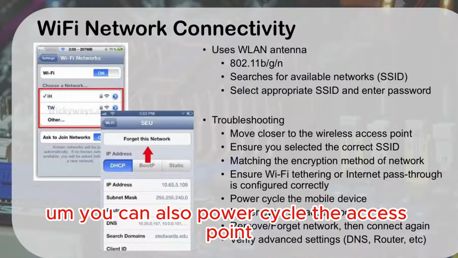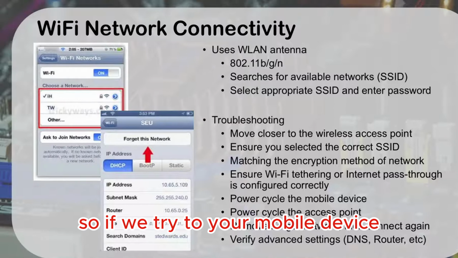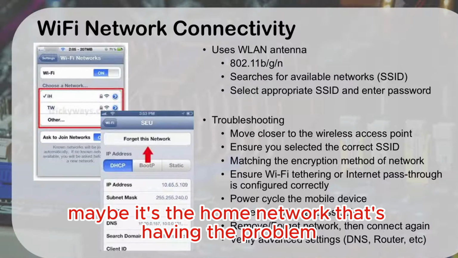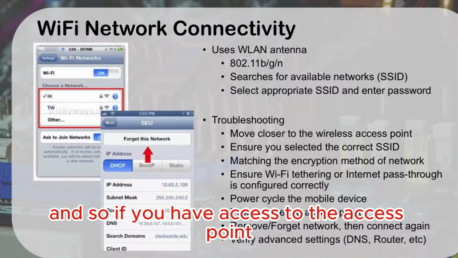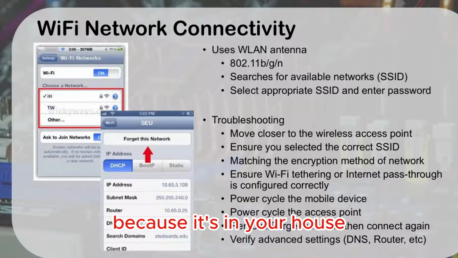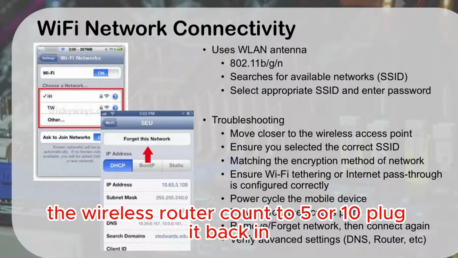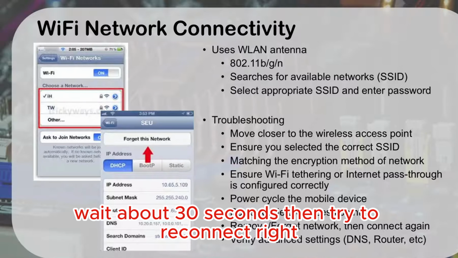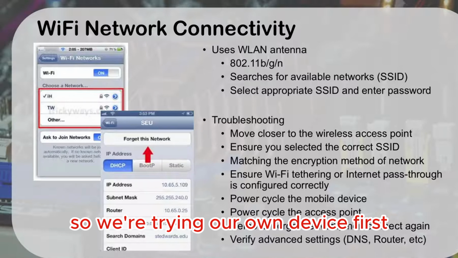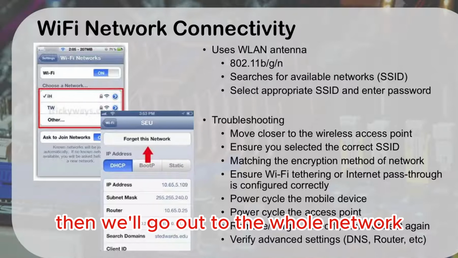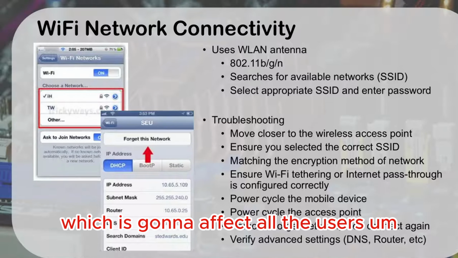You can also power cycle the access point. So if you try your mobile device and it's still not working, maybe it's the home network that's having the problem. If you have access to the access point because it's in your house, you can go unplug the modem and the wireless router, count to 5 or 10, plug it back in, wait about 30 seconds, then try to reconnect. So we're trying our own device first. If that doesn't work, then we'll go out to the whole network, which is going to affect all the users.